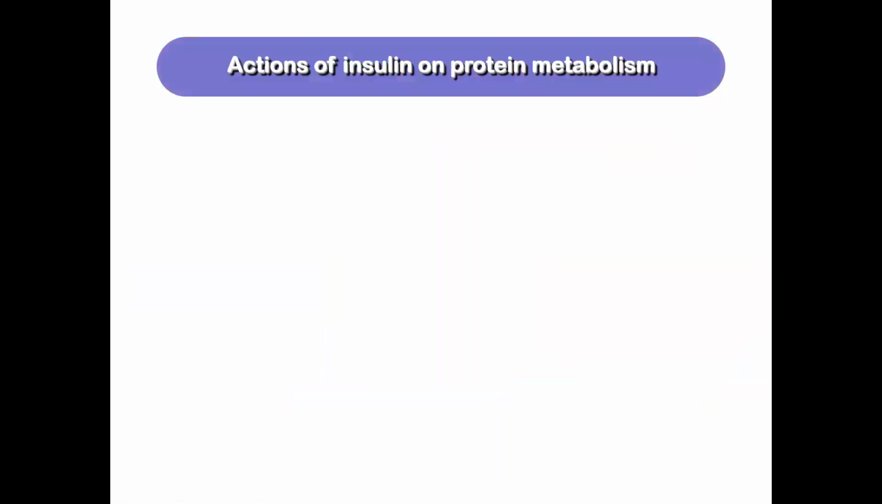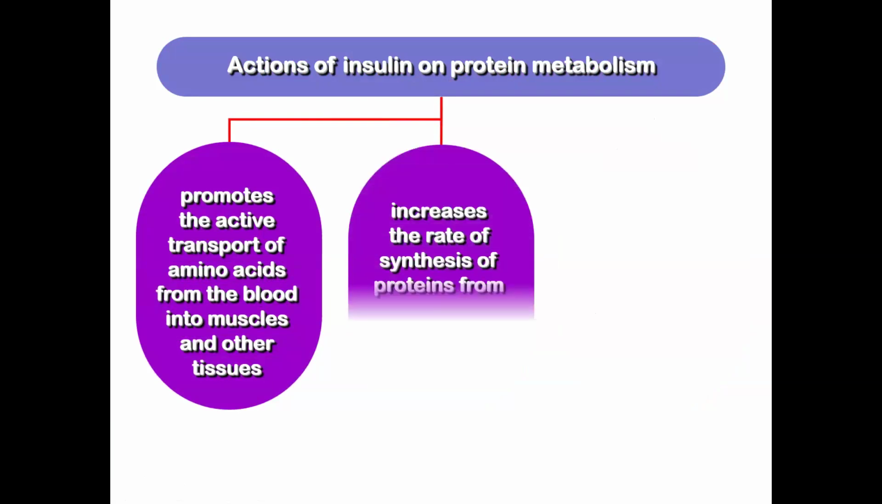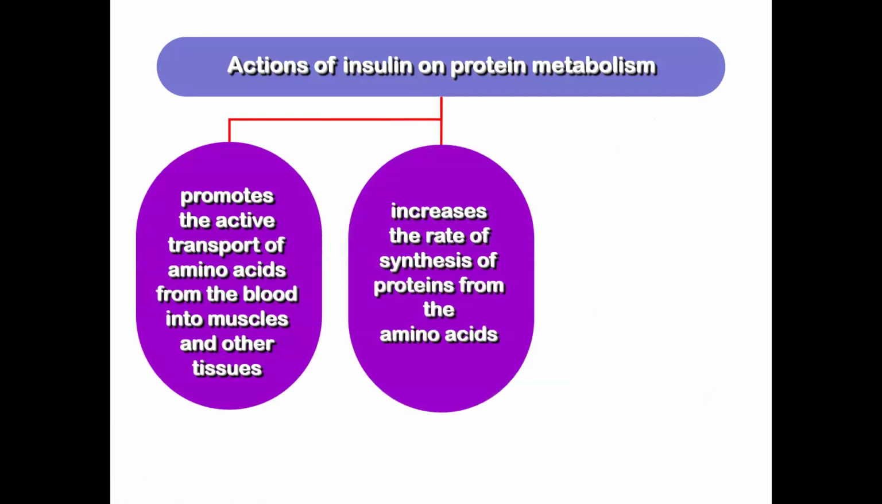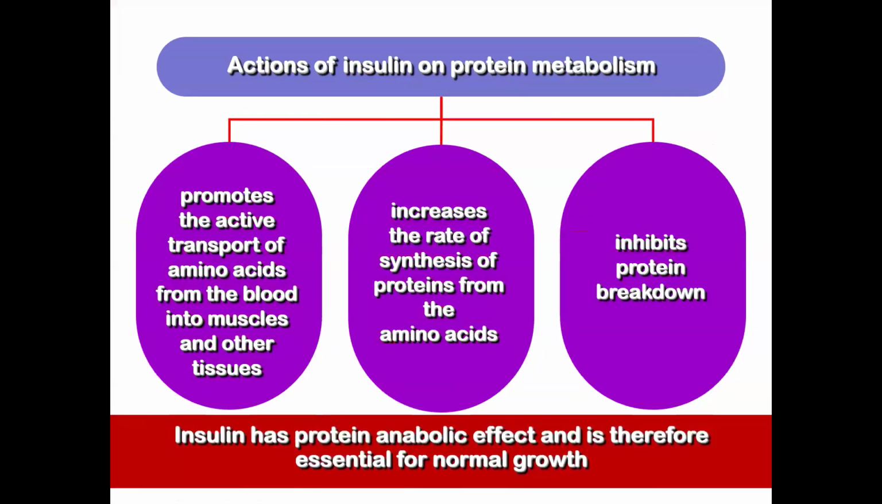Now on the protein metabolism, insulin also has the same effect, that it will be promoting the synthesis and storage of proteins, and it will inhibit the breakdown. So it will promote the transport of amino acids from the blood inside the muscles and other tissues, and it will increase the rate of synthesis of proteins, and it will inhibit the protein breakdown. So as a result, the blood amino acids will decrease because amino acids will enter inside the muscles and the other cells, and they will be used up in the synthesis of new proteins.